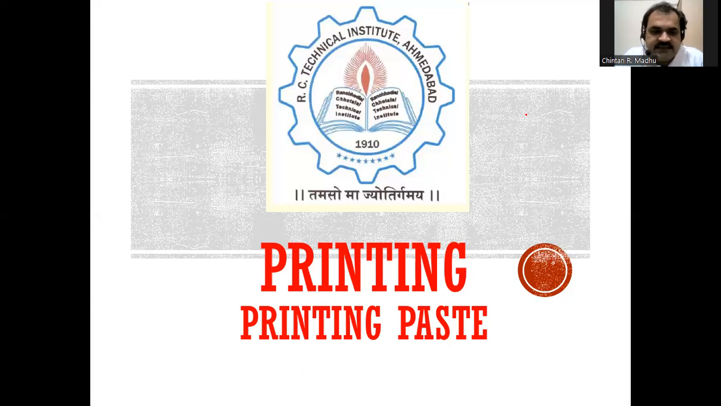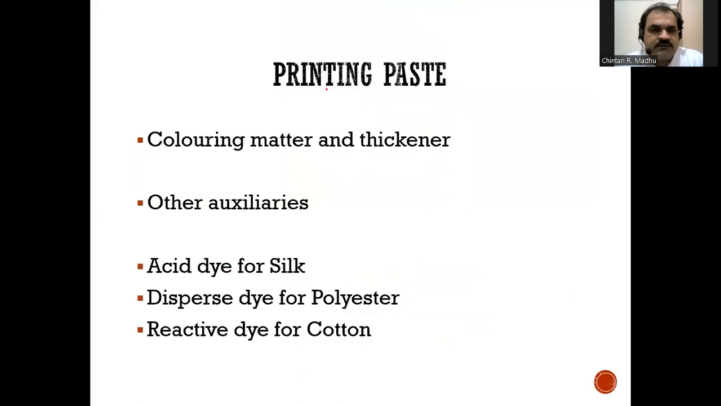So let's see that for a specific location, specific position, we are selecting a special printing paste. And how to prepare this printing paste, let's see the detail about the printing paste. So printing paste generally consists of the coloring matter, which is our dye, and thickener.